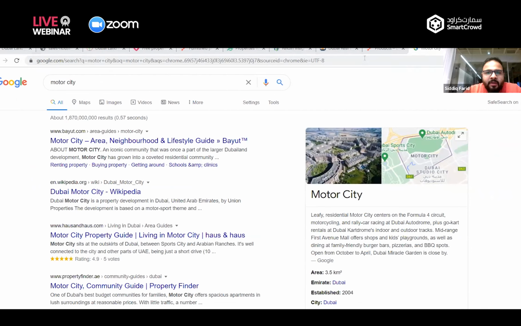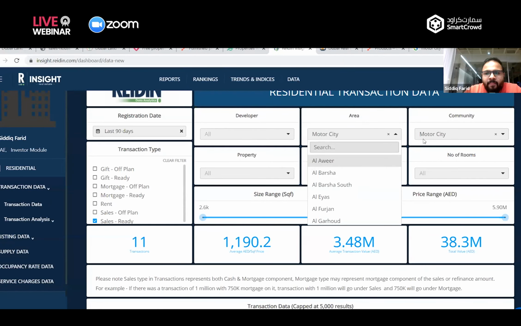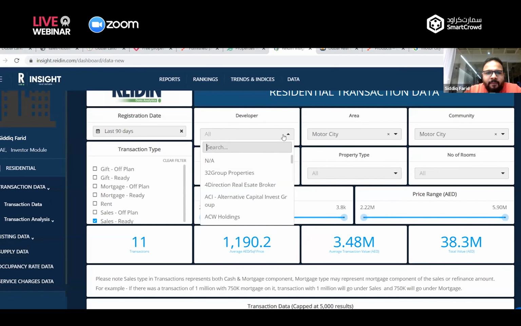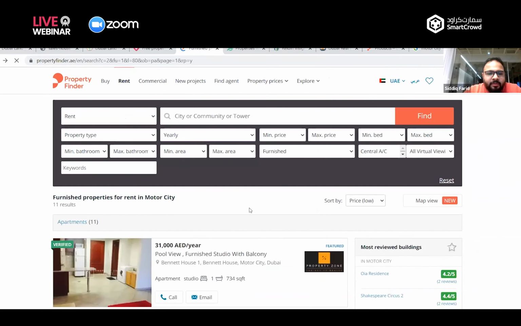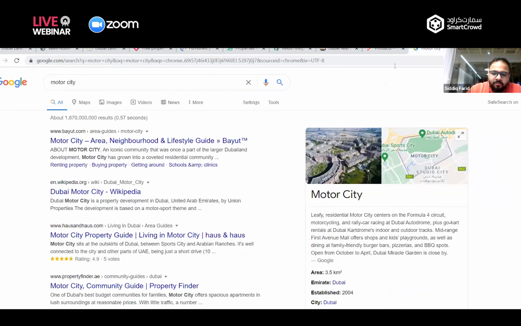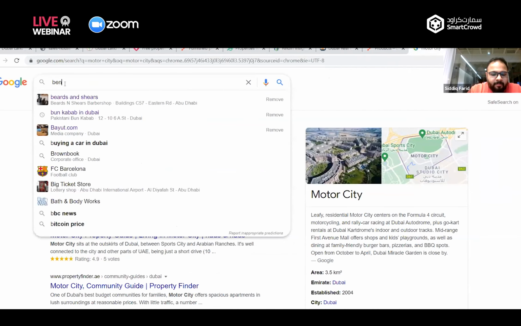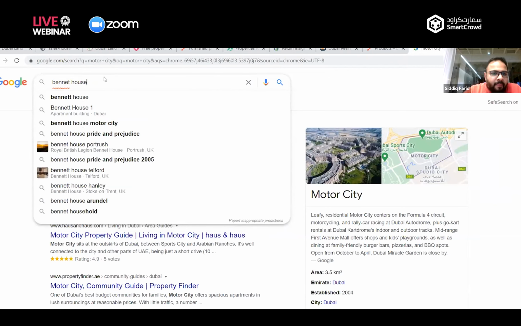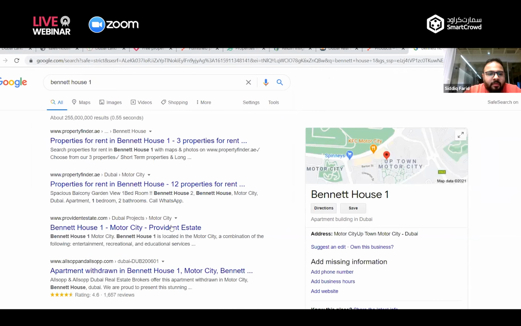Give me one second. Let me just pick a building name. I'm really bad with names. Where were we here? Motor City, Bennett House. Bennett House. This is, sorry, bad example.